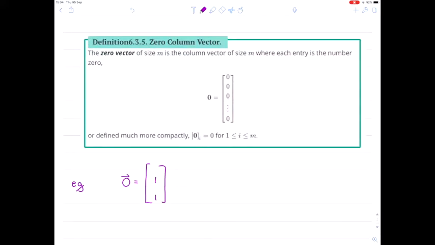We can talk about special vectors. For example, the 0 vector of size m is just a column vector of size m where every entry is 0. In notation, we would say 0i is equal to 0 for all i between 1 and m. So for example, here is a 0 vector, which should have zeros, not ones, and that's the 0 vector of size 2.